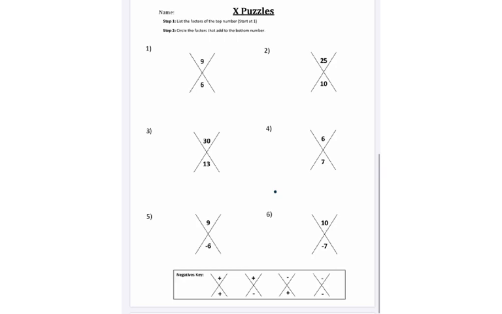So what we're finishing with today is something called X puzzles. What that means is it says list the factors of the top number. So the top number is 9. So what multiplies to make 9? 1 times 9, 3 times 3. Now, circle the factors that add to make that bottom number. So the things that would multiply to make 9, but add to make 6 are 3 and 3.